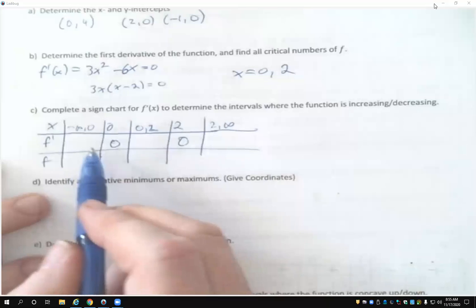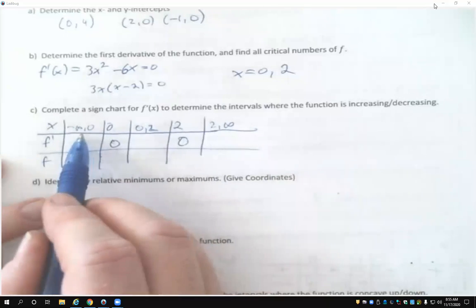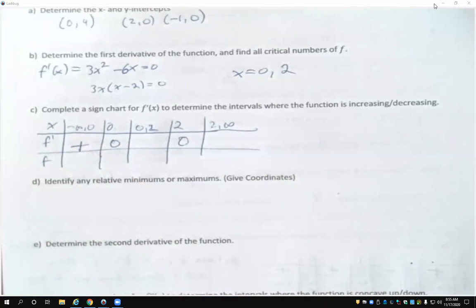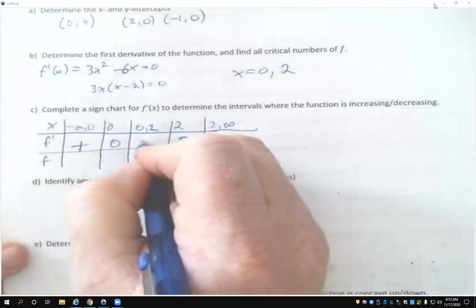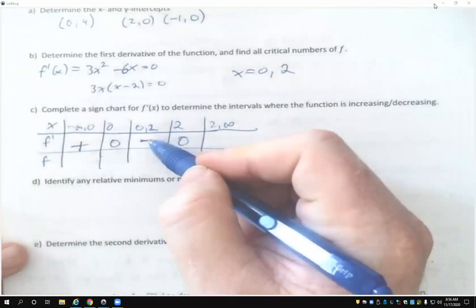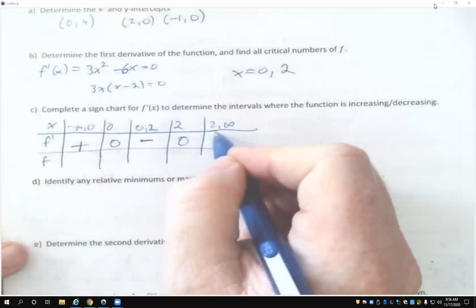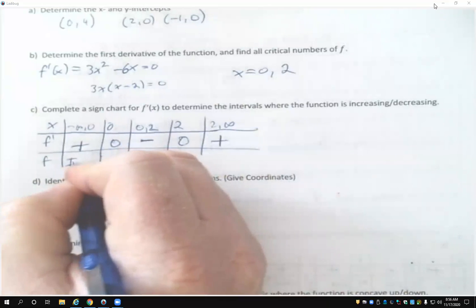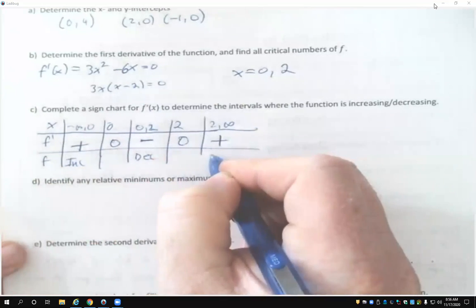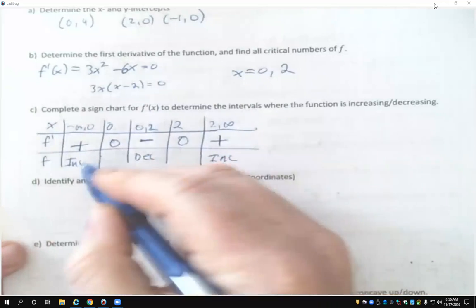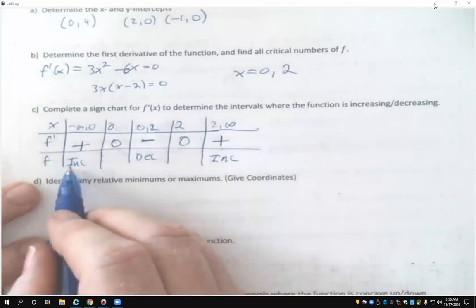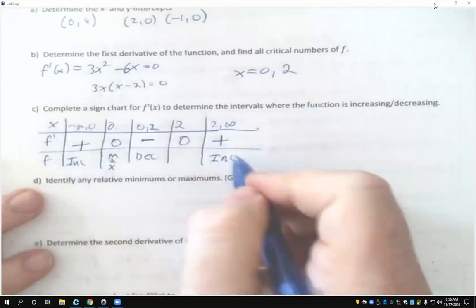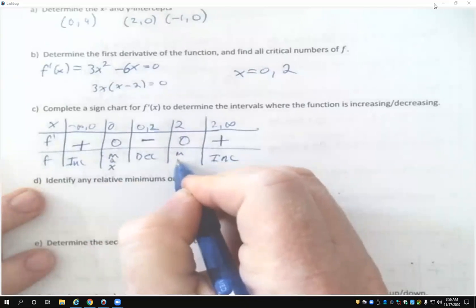I'm going to do this quickly. You could go back and ask me about the algebra later, but if I pick a number less than 0, I'm going to get a positive value here. If I pick a number between 0 and 2, I'm going to get a negative value. Remember, I'm plugging this into f prime. And if I pick a number greater than 2, I'm going to get a positive number again. So I'm increasing, I'm decreasing, I'm increasing. While I'm here, I'm going to identify that if I'm changing from positive to negative, I have a max. And if I'm changing from negative to positive, I have a min.